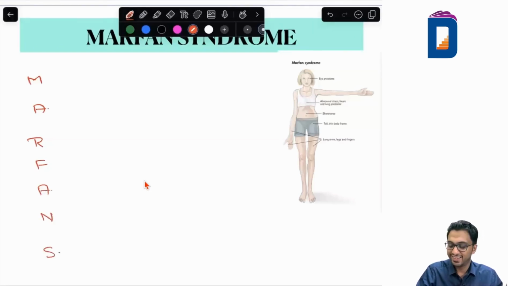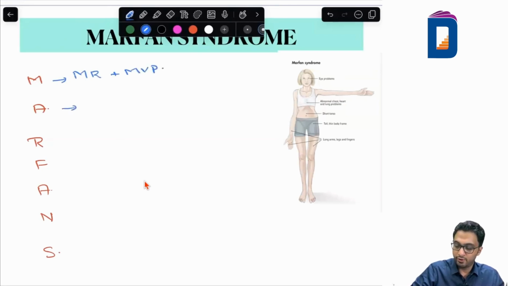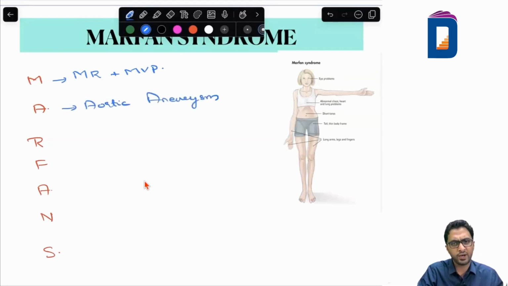Easiest, it's to learn Marfan's only. Okay, so M is for most important: mitral regurgitation or mitral valve prolapse. Then A for aortic aneurysm. I told you, aortic aneurysm, which finally leads to aortic dissection, which we saw. Please note an additional point here.